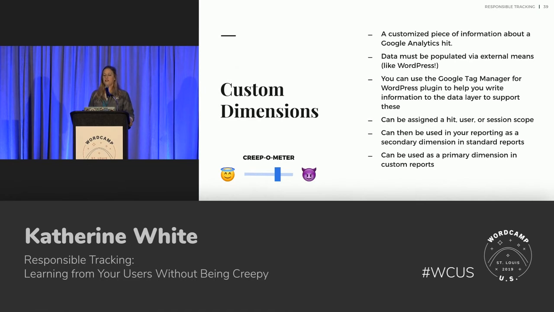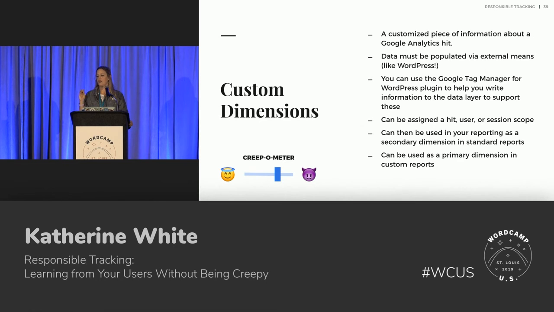Okay, so custom dimensions. This is what I was referring to when I talked about the data layer. Custom dimensions are something that I know a lot of people haven't messed with, so they're worth talking about. This is getting a little higher on the creepometer, because now we're looking at customized information about an analytics hit. The data has to be populated on the data layer via external means, like WordPress, by using the Tag Manager plugin.